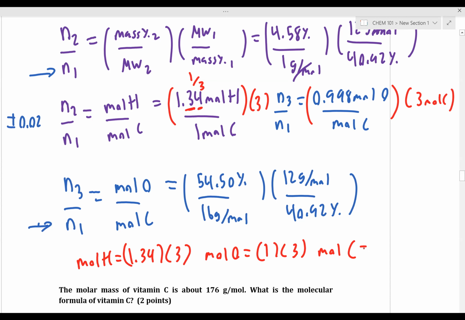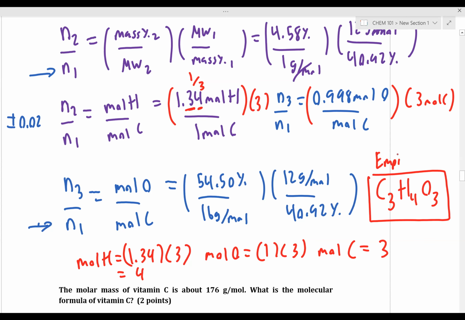So how many moles of carbon do we have? 3. So then, combining this together, we have C3H4O3. There we go. So that's our empirical formula. Does that logic make sense to everyone? Does it make sense where we got all of these numbers from?